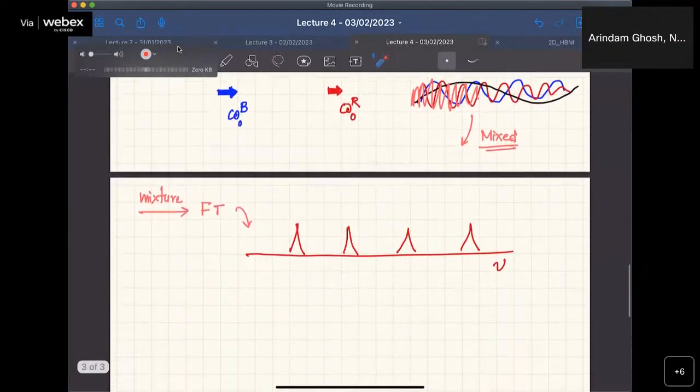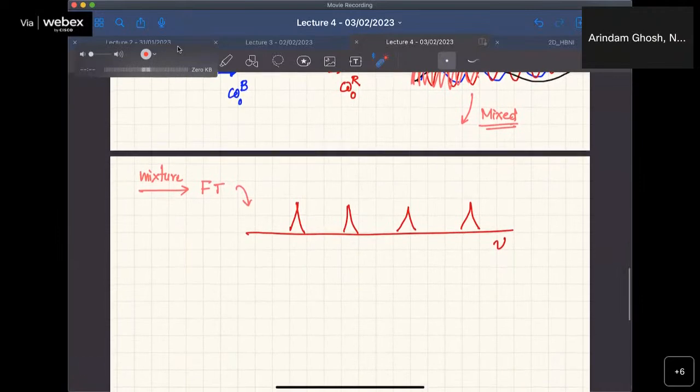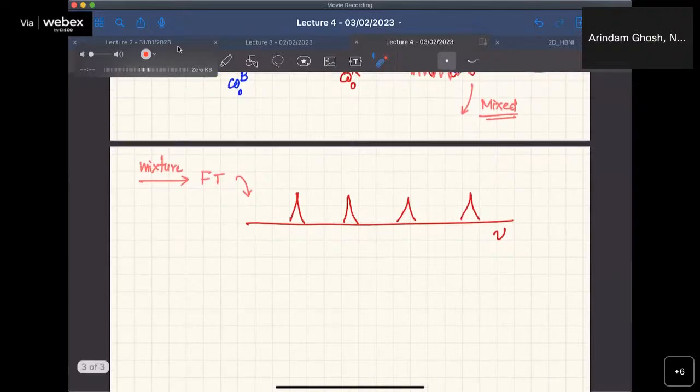My NMR PI, my PhD guide, used to give me a nice example for this, because he was with Richard as a postdoc when all these things were getting developed. He said that if you have to find out the frequencies present in a piano, correct? The piano has different keys, and each key has a slightly different frequency. We can hit them one by one.